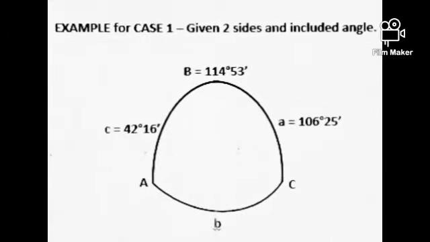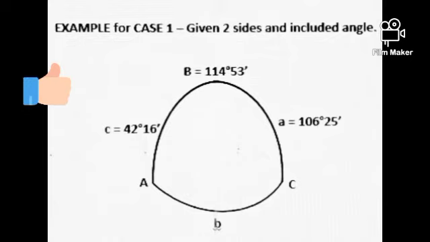Our example 1 is our example for case 1, where the given are two sides and the included angle. As shown in the oblique spherical triangle, the angle given is angle B, 114 degrees 53 minutes. And the two sides given are small a, 106 degrees 25 minutes, opposite angle capital A, and small c, 42 degrees 16 minutes, opposite angle capital C.